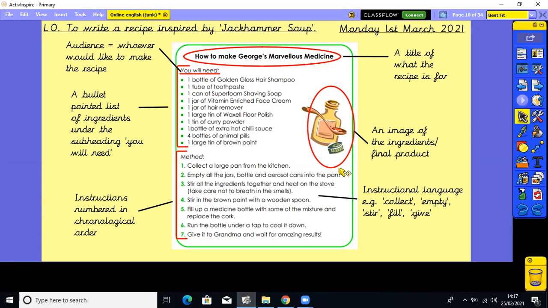And then lastly, you could have an image of the ingredients or the final product on the recipe as well. So some of you might have made recipes at home with your families, and there is usually a picture of what the final product should look like, or a display of all the ingredients you need. So that is the structure and the layout and the language you'll need to use today. So quickly take a few seconds to have a look before we move on.